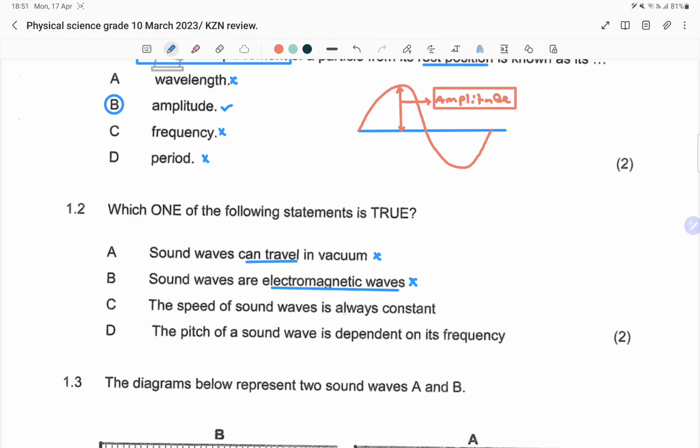Now the speed of sound waves is always constant, not necessarily always. It depends on the medium in which it travels. So the answer is a definite no. The pitch, now that is the sound quality. Pitch is basically the quality of sound.